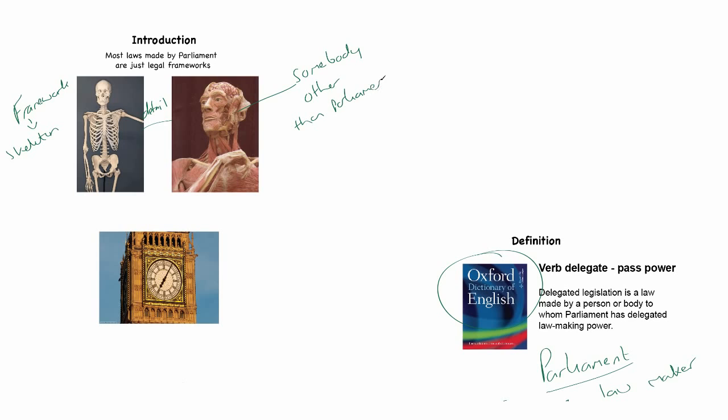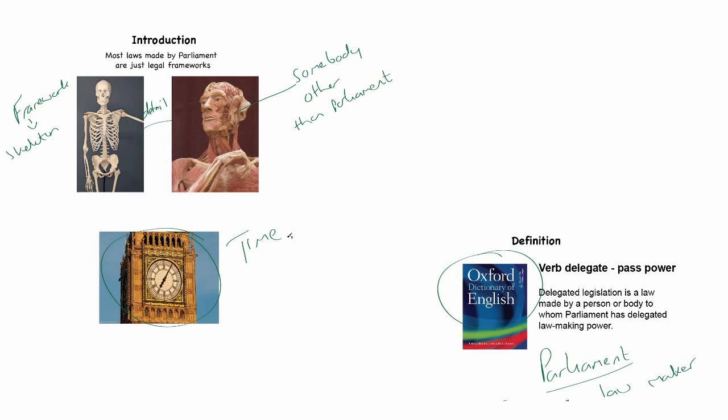So you might have an instance where Parliament passes a law that is a framework for what it wants to achieve, and then it hands over the power to put the detail of that law to somebody else. That, in essence, is a very brief snapshot of what delegated legislation is. And the reason for that is based around the concept of time.